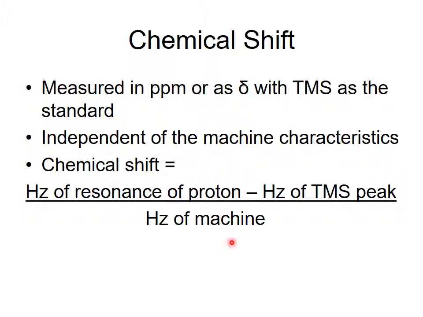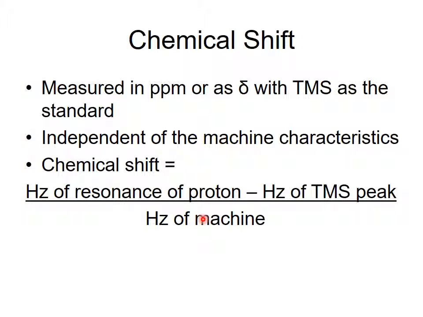What we do to make the chemical shift independent of the machine is we take the hertz, that's the magnetic field strength that is required to cause a proton to resonate, minus the hertz of the resonance of the TMS peak. That difference is then divided by the total magnetic strength of the machine's magnet.